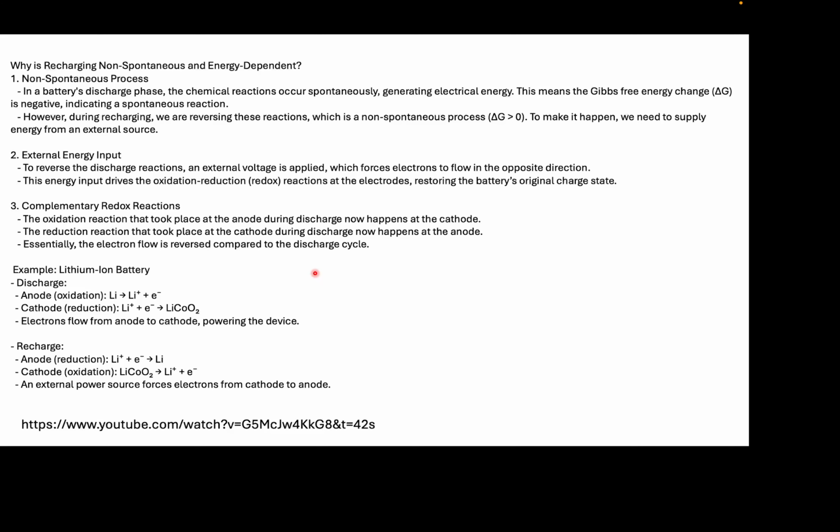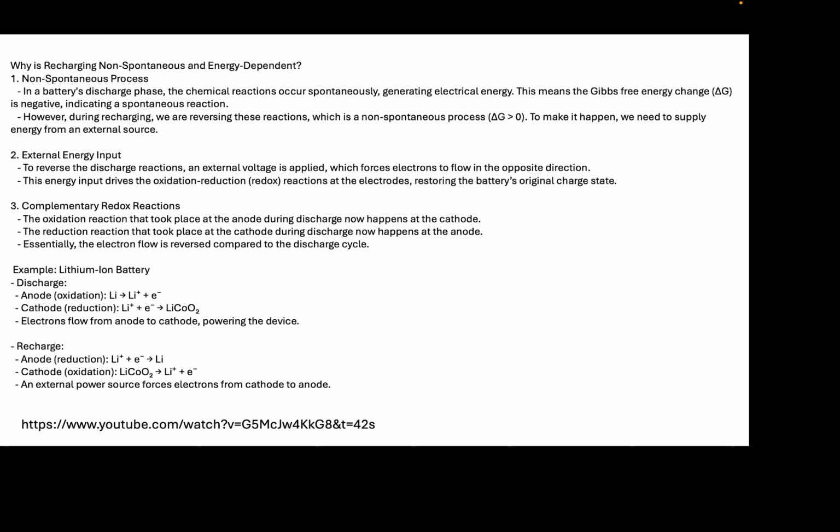Complementary redox reactions. The oxidation reaction that took place at the anode during discharge now will happen at the cathode, right? Because we are supplying the energy from the outside and it is a non-spontaneous process. The reduction reaction that took place at the cathode during discharge now will happen at the anode. Essentially, the electron flow is reversed compared to the discharge cycle.